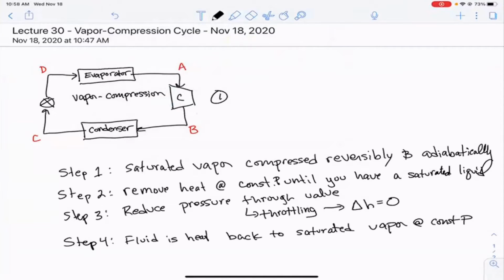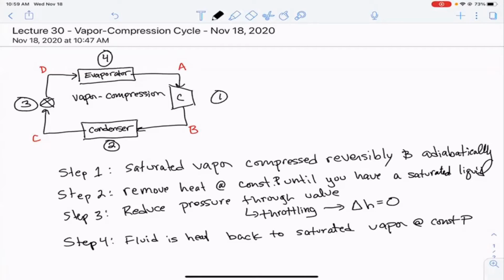I already drew step 1. So step 2 is if we're going to remove heat at constant pressure until you have a saturated liquid, you're condensing the liquid. So that's step 2. Then step 3 happens here in the valve. And then step 4 here is our evaporator.